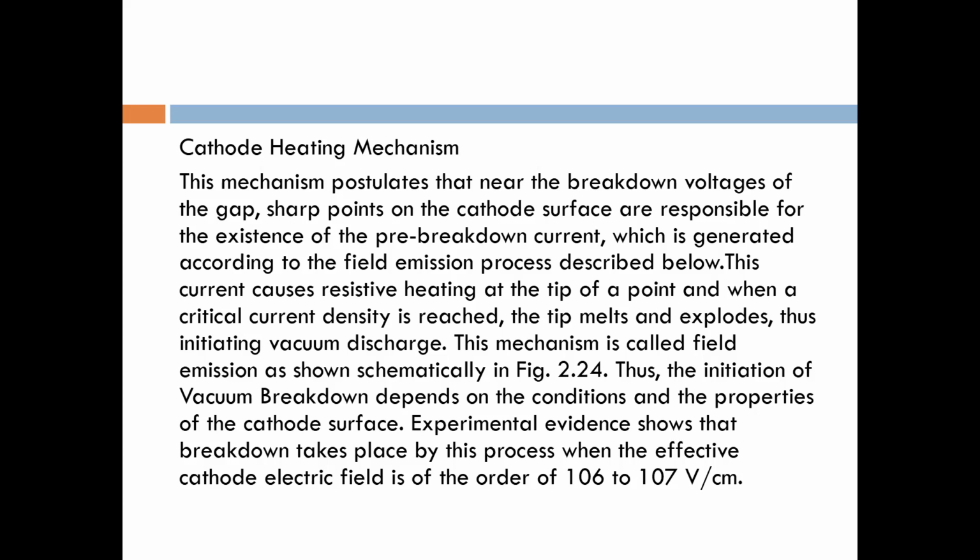This current causes resistive heating. Just as I have told you, whether anode heating or cathode heating, if there is heating, there is surely a rise in the temperature. So here, there is a rise in the temperature, and this tip melts and explodes, thus initiating vacuum discharge. This mechanism is called field emission, as shown in the figure.